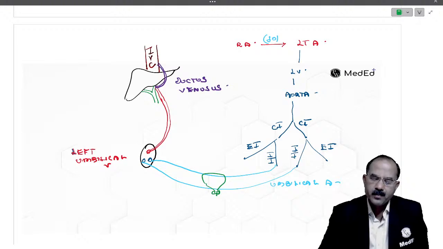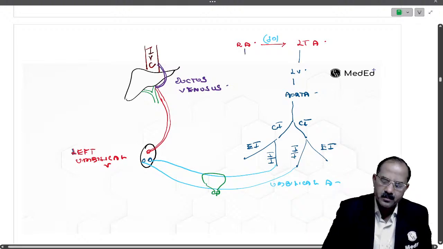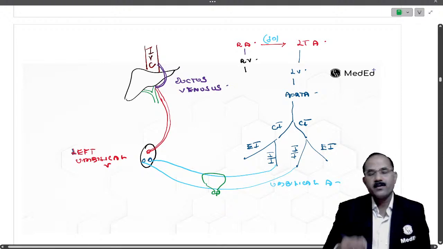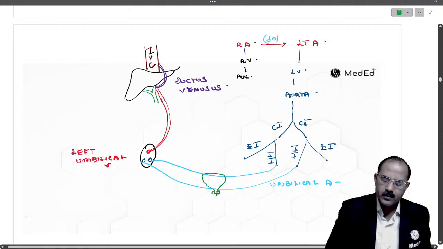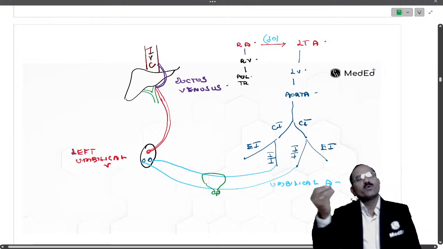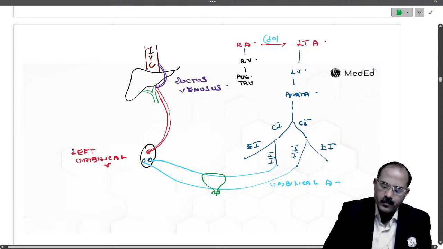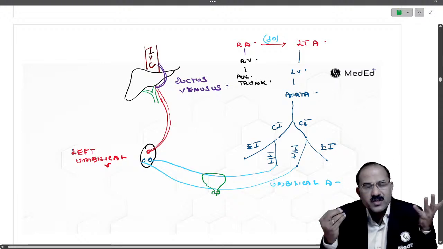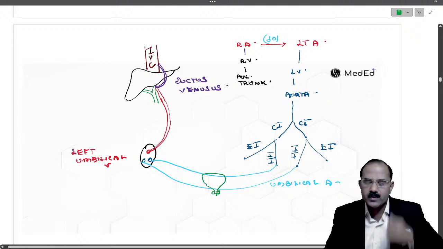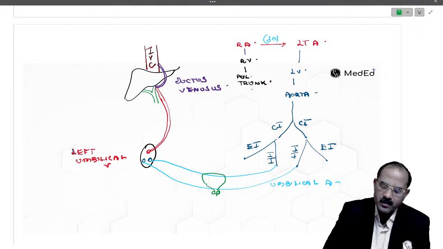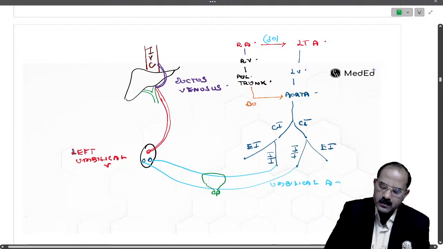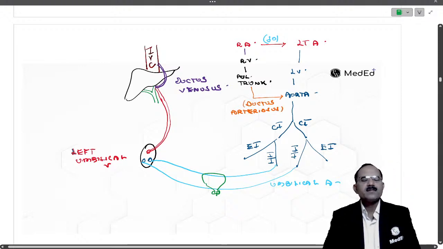Now suppose, bacho, by chance, from the right atrium the blood goes to the right ventricle. From the right ventricle, it would go to the pulmonary trunk, and from the pulmonary trunk the blood would go to the lungs, correct? But the lungs are not functioning in fetal life, so the blood should not go to the lungs. There's a bypass here from the pulmonary trunk to the aorta. This is what we call the ductus arteriosus.